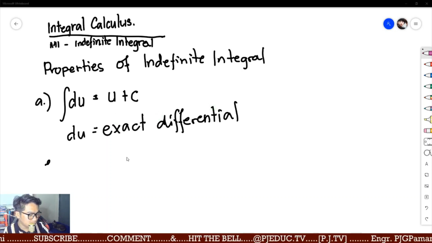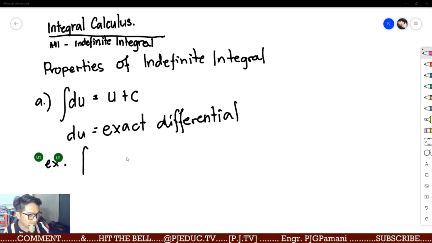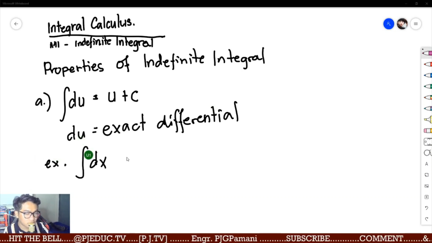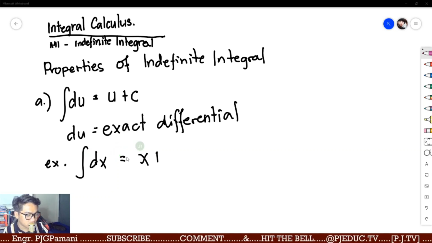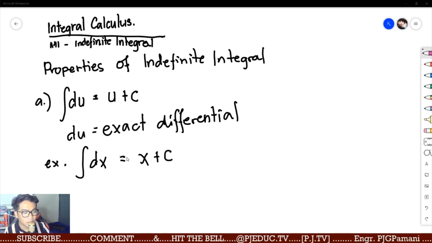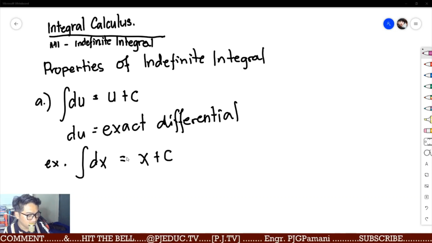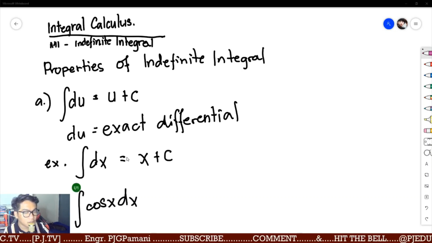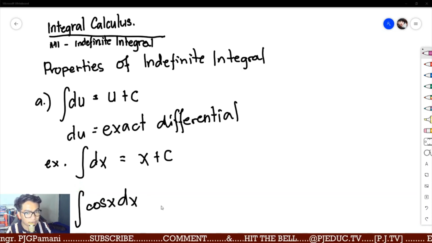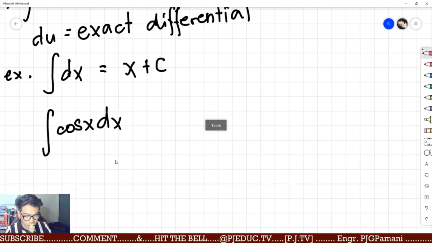So, for instance, if I'm going to integrate the derivative of x, that is now simply equal to x plus the constant of integration c. Ganun lang yan. Or, if I'm going to integrate cosine x dx, di mawawala yan si dx kasi this is now the differentiated form of a particular function.